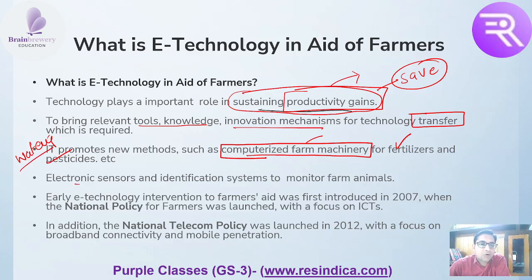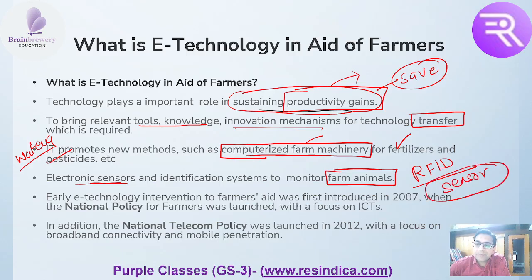Then a lot of electronic sensors will be there for identification and to monitor farm animals. There are various types of RFID tags and sensors coming, which are tied onto the animals. We will be able to find out exactly where the animal is, what type of gases the animal is releasing, what type of food the animal is eating. So these kinds of sensors we just attach to the animal's body.